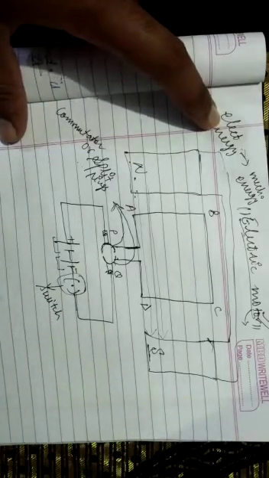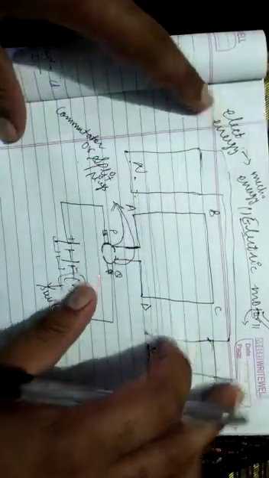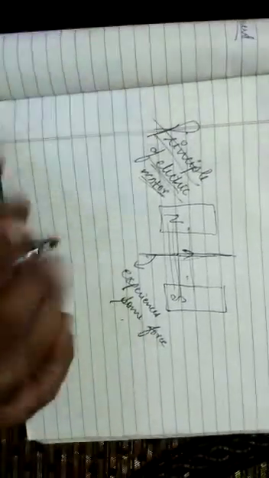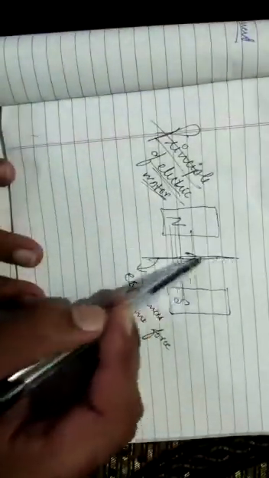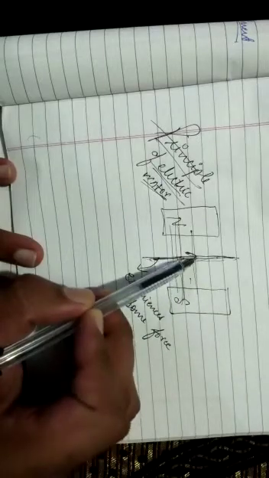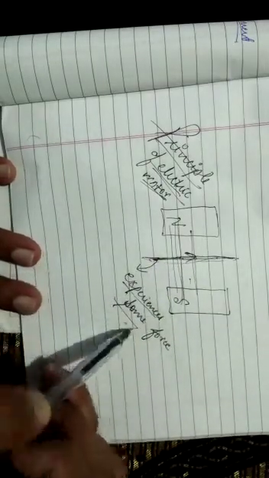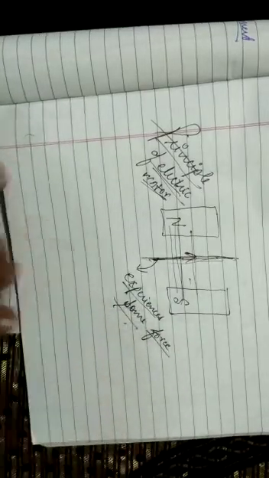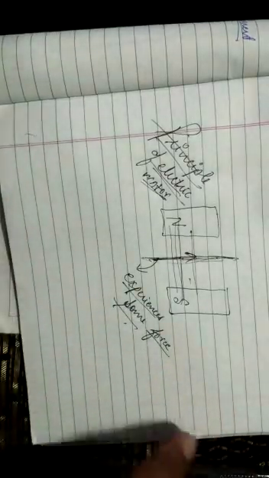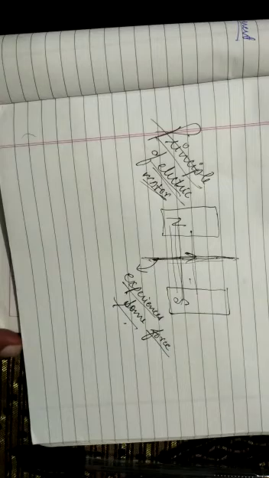So this is the construction of an electric motor. And of course the principle, which you must learn from my previous video, is that whenever a current carrying conductor is placed in a magnetic field, it will experience some force. Let's move on to the next video for the working of electric motor. Thank you.